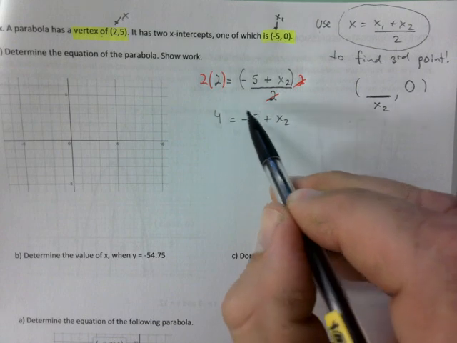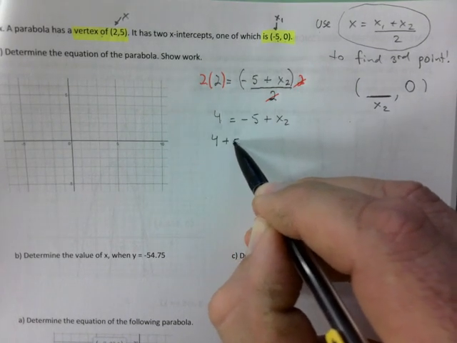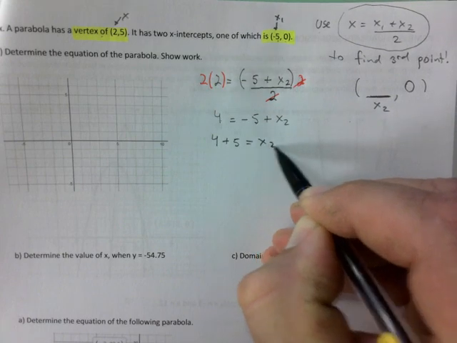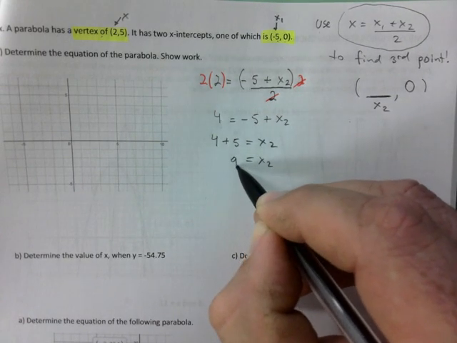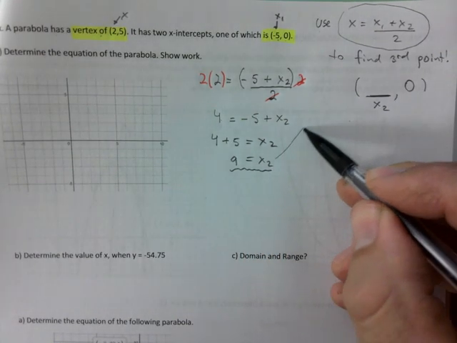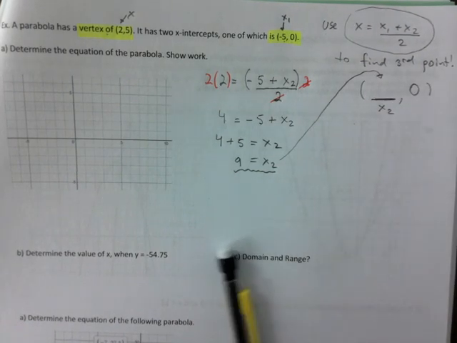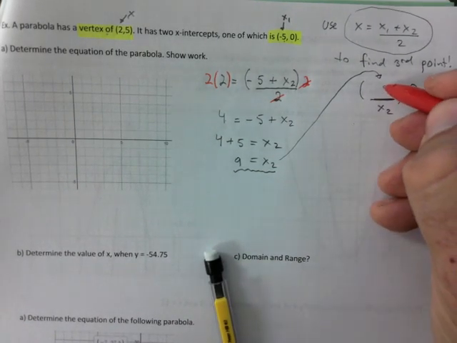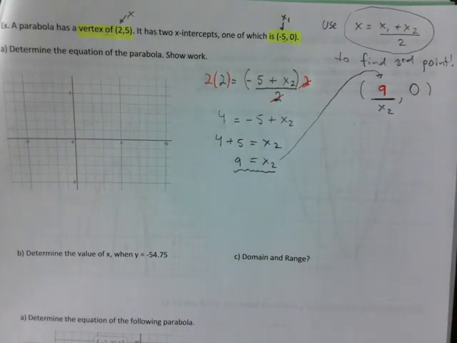The negative 5, when it comes over, adding, and so x2 is 9. This is important to us. This is what's going to go in here, which we're going to call 9. So now you have 3 points.